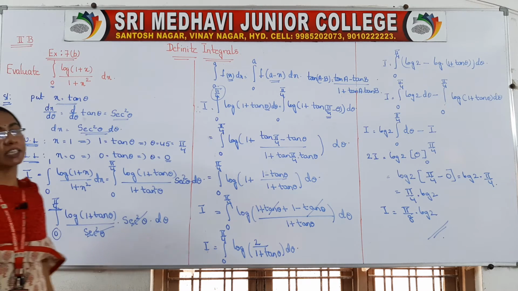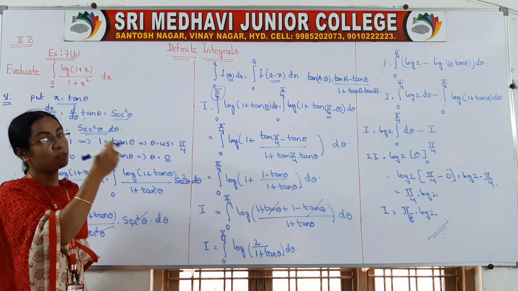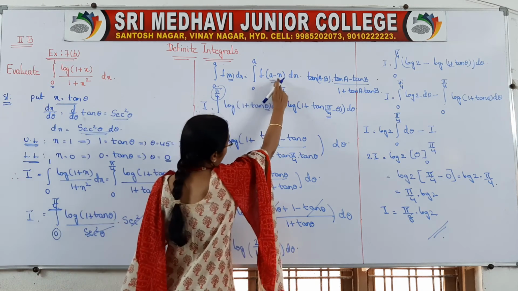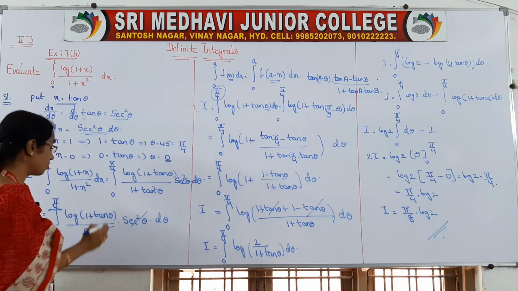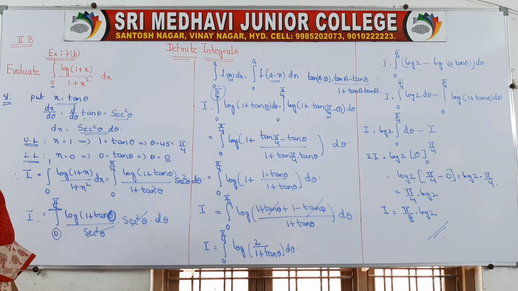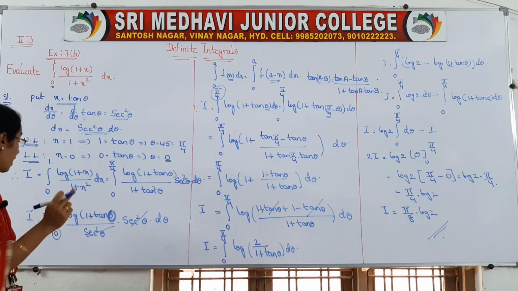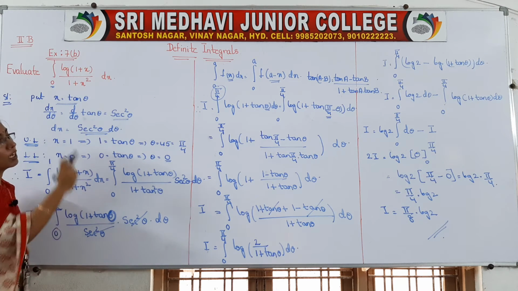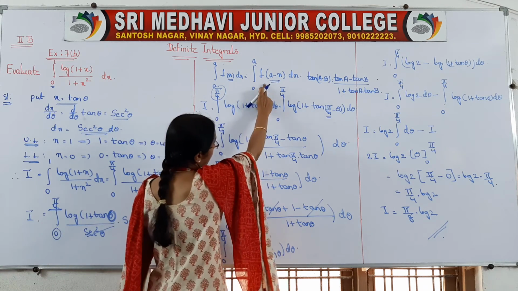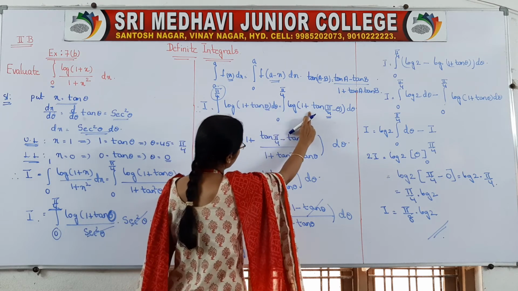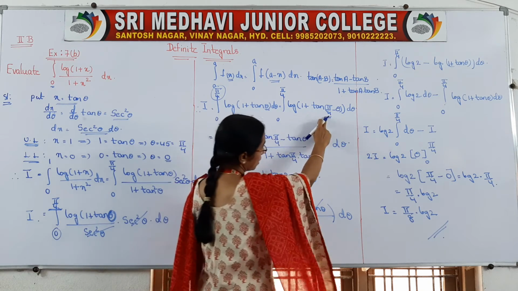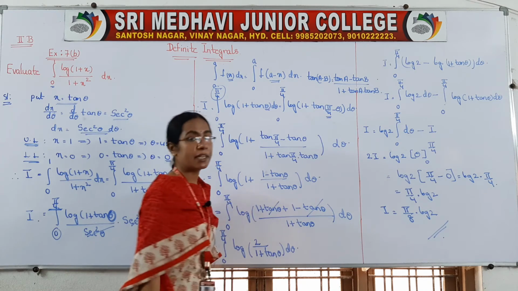Whenever in definite integrals any question is in the form of integral 0 to a f of x dx, in x place we will take a minus x. But here our problem is not in terms of x, it is in terms of theta. So in theta place we have to take a minus theta form, where in a place we are having pi by 4. That's why I have taken this I is equal to. After that we applied this formula, 0 to pi by 4 log of 1 plus, instead of theta we have to take a minus theta form, so that is pi by 4 minus theta d theta.